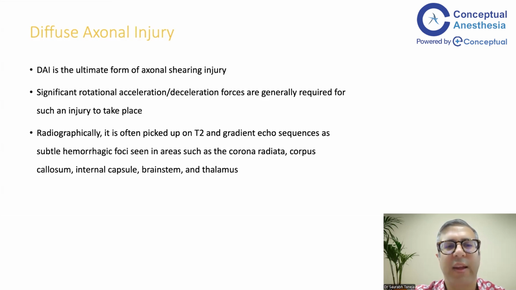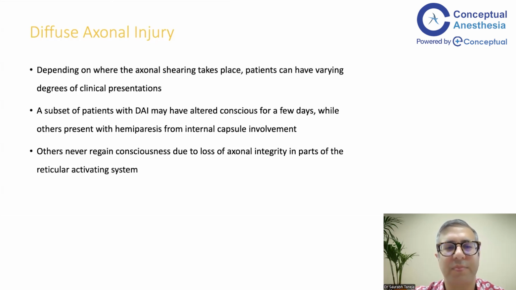Another thing is diffuse axonal injury. It is an axonal shearing injury. Significant rotational plus acceleration-deceleration forces are required if the patient has to suffer a diffuse axonal injury. And it is often picked up on T2-weighted images and gradient echo sequences. There are subtle hemorrhagic foci present in the corpus callosum, internal capsule, brainstem, and the thalamus. That is diffuse axonal injury.